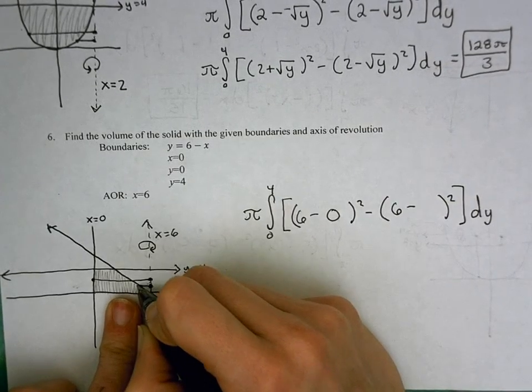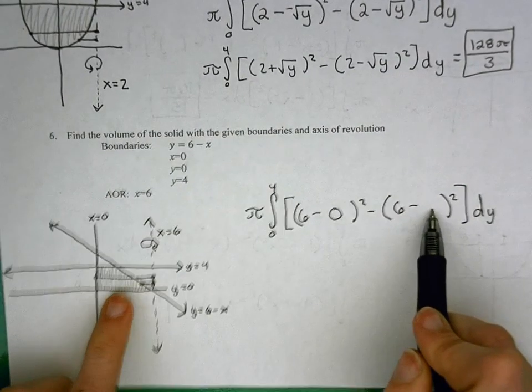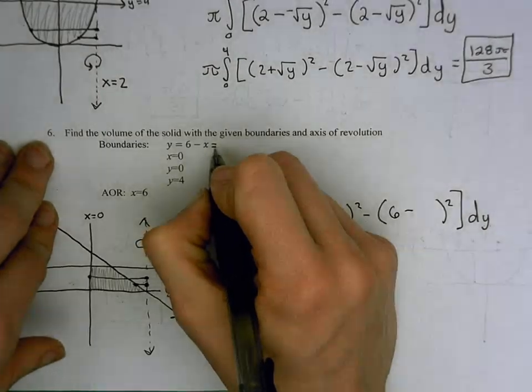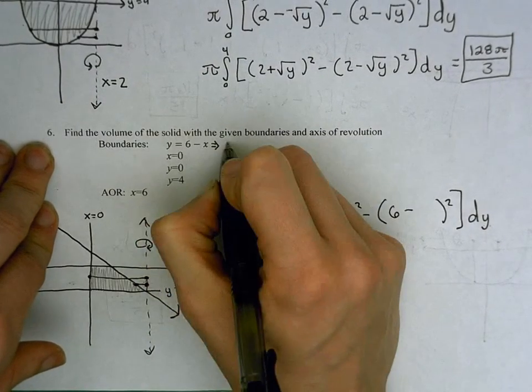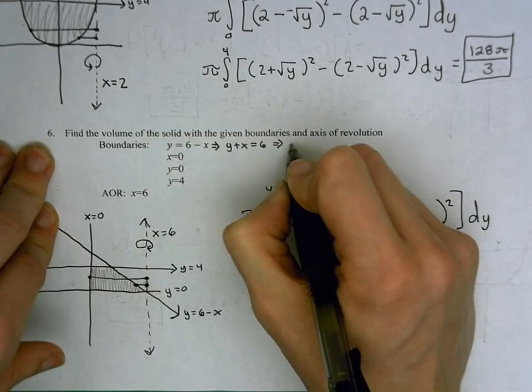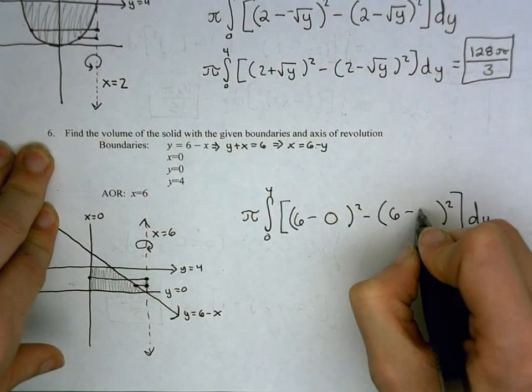Lower sits on this 6 minus x, but again, I don't want to put 6 minus x in here because we're taking it with respect to y. So I want to go ahead and turn this into a y equation so I can add the x over and then subtract the y over. And so that's what I'm going to put in here, 6 minus y.